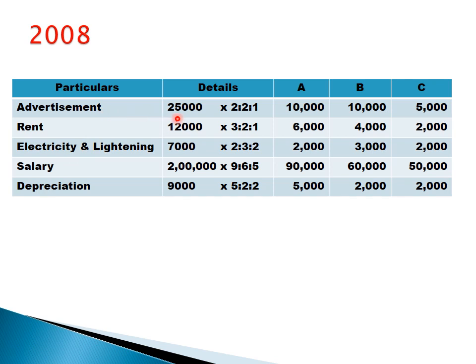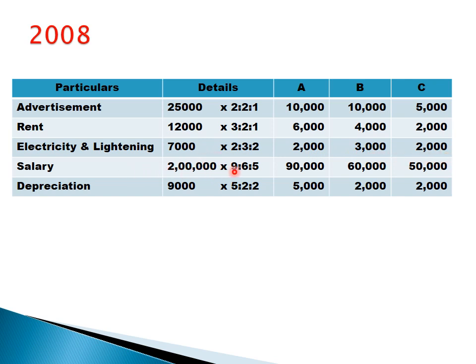Advertisement to be distributed in sales ratio, 25,000 into 2:2:1, 2 by 5, 2 by 5, 1 by 5. You get 10,000, 10,000, 5,000 for each department. Rent 12,000 to be distributed on the basis of floor area, 3:2:1, 6,000, 4,000, 2,000. Electricity and lightning 7,000 to be distributed on the basis of light points 2:3:2.